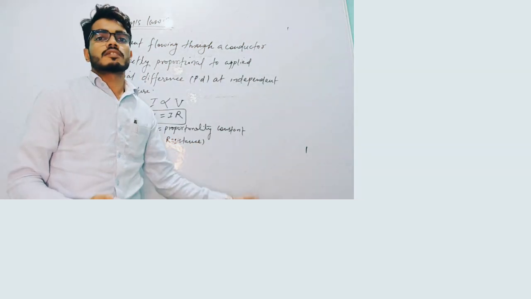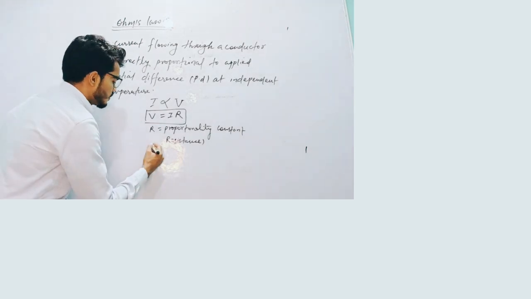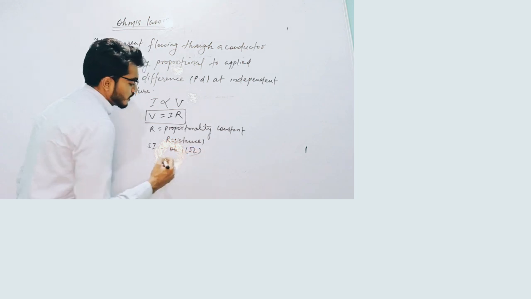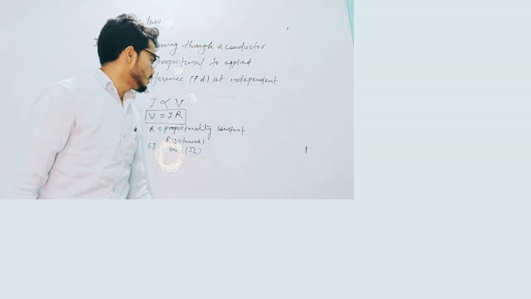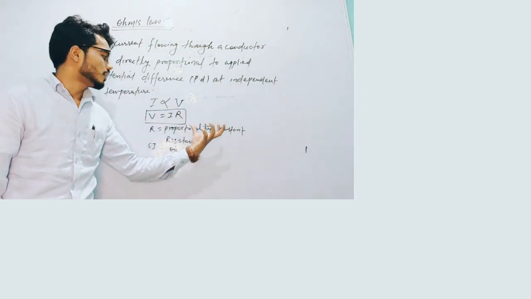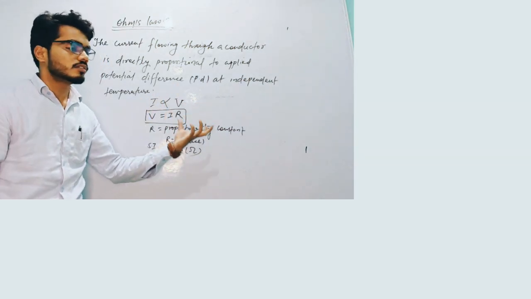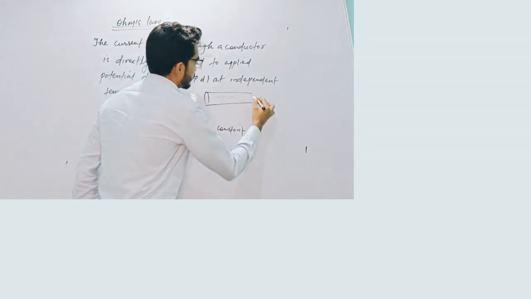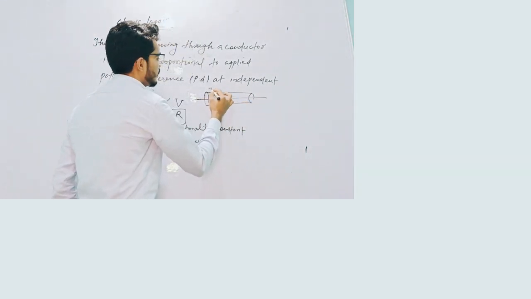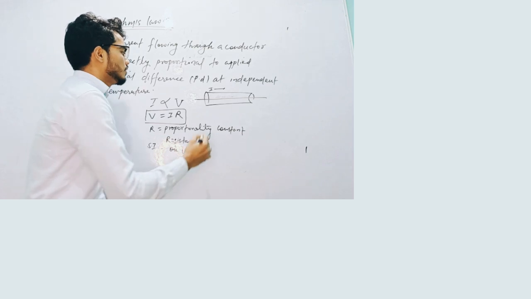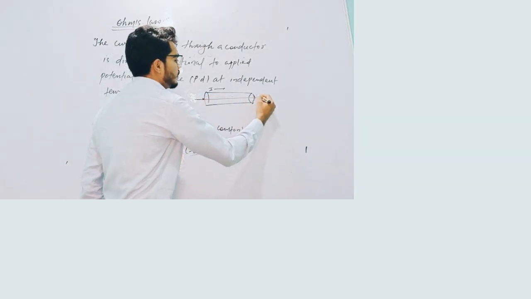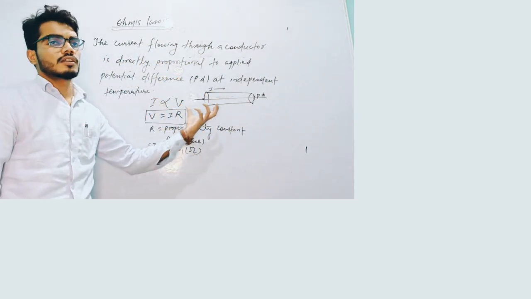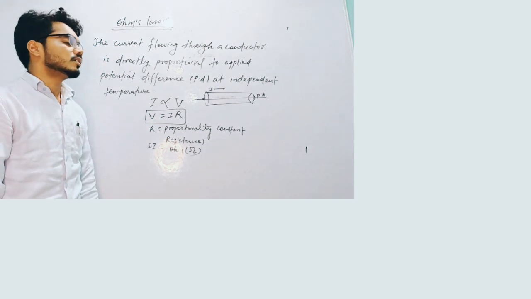This is also represented as resistance. The SI unit of resistance is the ohm, which is represented like that. So the basic principle is that the current flowing through any conductor is directly proportional to the potential difference. Say this is a conductor, and a current flows in one direction, so a potential difference develops. If the potential difference is increased, the current flowing through the conductor will also increase.